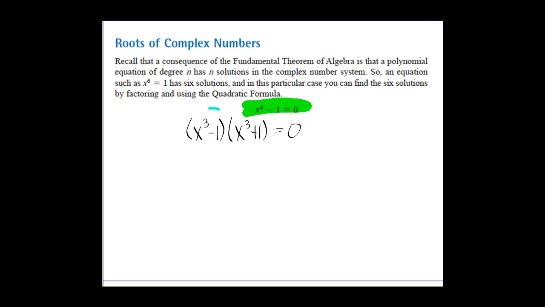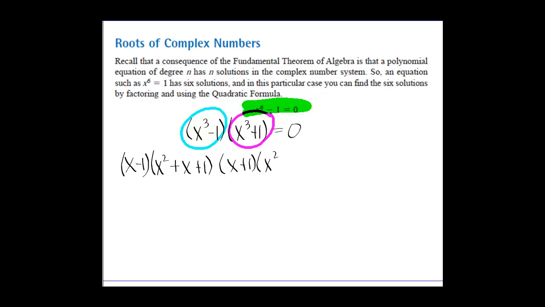I see this first factor is actually a difference of cubes, which factors into x minus 1 times x squared plus x plus 1. While the second factor is a sum of cubes, which factors into x plus 1 times x squared minus x plus 1. Everything's still set equal to 0. Well, this first factor, if we set equal to 0, we get x equals 1. So 1 down, 5 to go. And this third factor, if we set equal to 0, we get x equals negative 1. Try as we might, we cannot factor this second term.